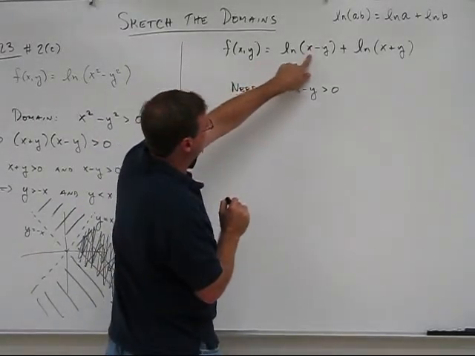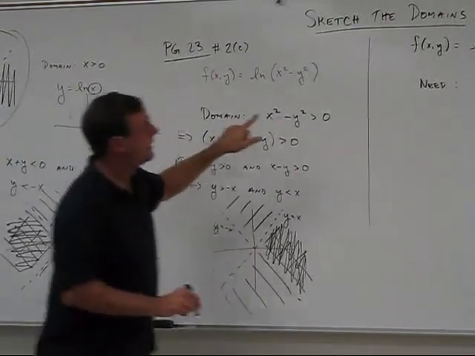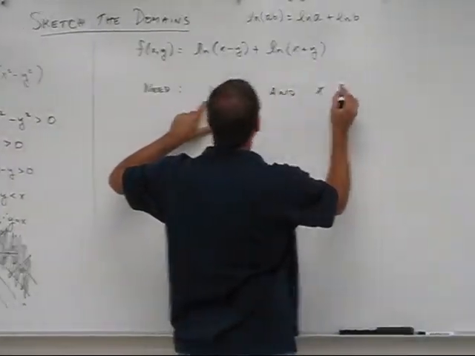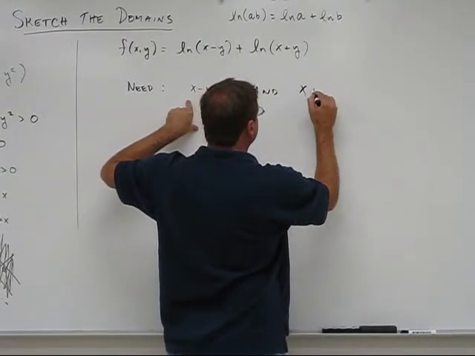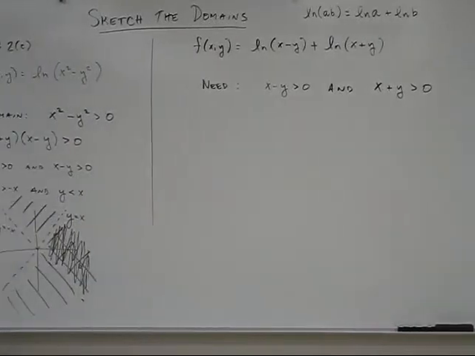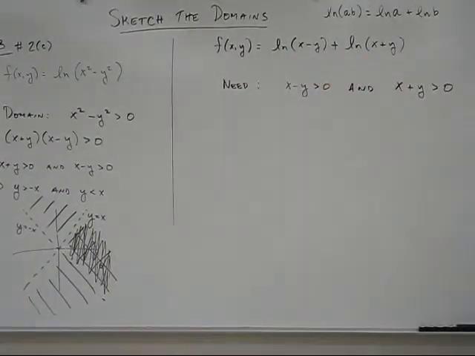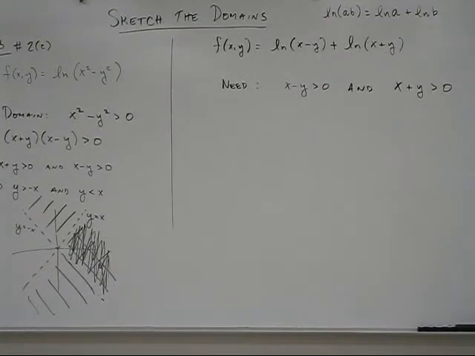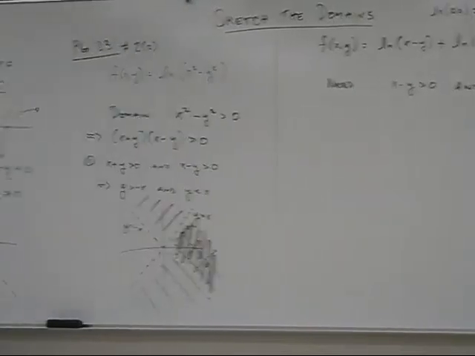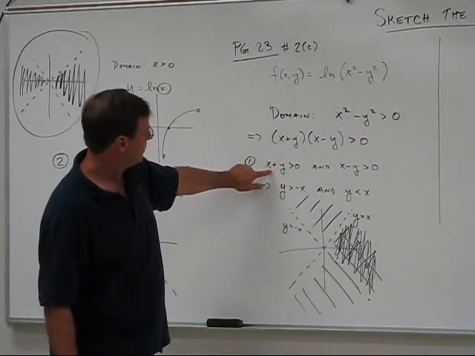That's from this one, because anything inside there has to be greater than 0. And not just that, I need x plus y to be greater than 0. That's all I need. If both of those things happen, then this is okay. Okay, so notice that that's just this situation right here. It's exactly this situation.